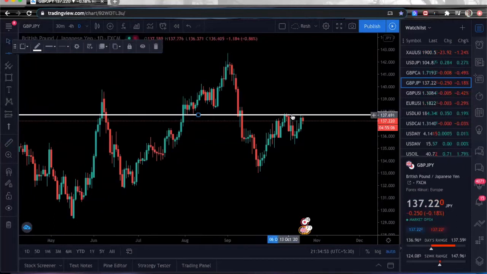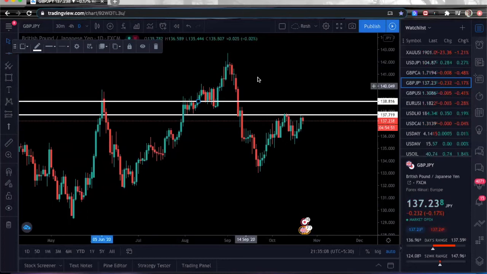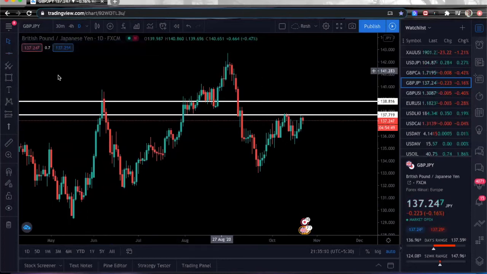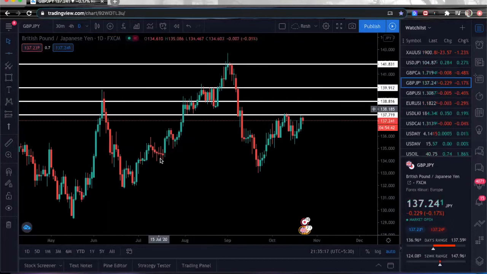Over here, I placed the resistance bar, because the price got rejected. It's getting rejected again, right? The next resistance is somewhere at this level. See, it got rejected right over here. Then the next one is somewhere here, and there's another rejection somewhere here. These white lines represent the 24-hour candle. Okay, now this is the resistance, and now we place the support.